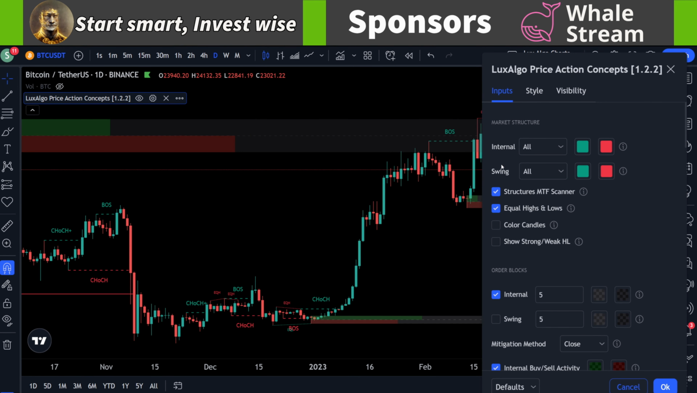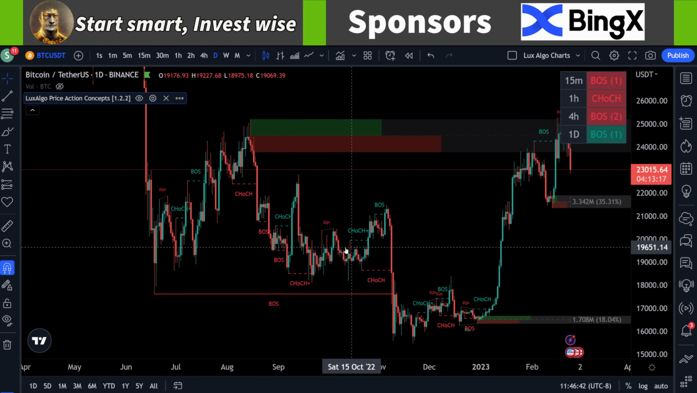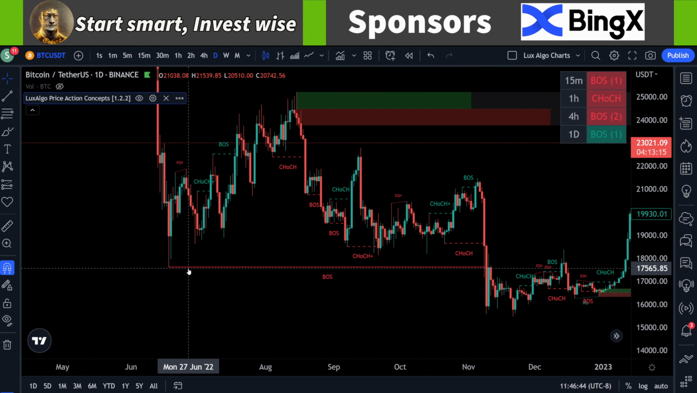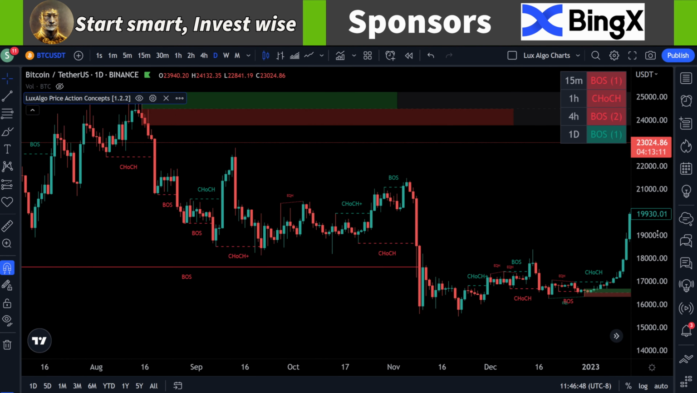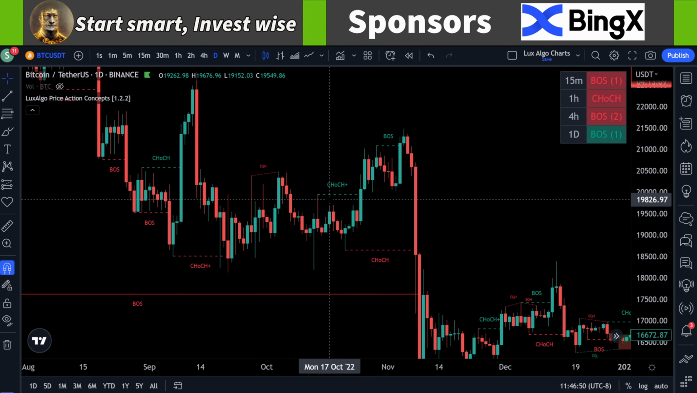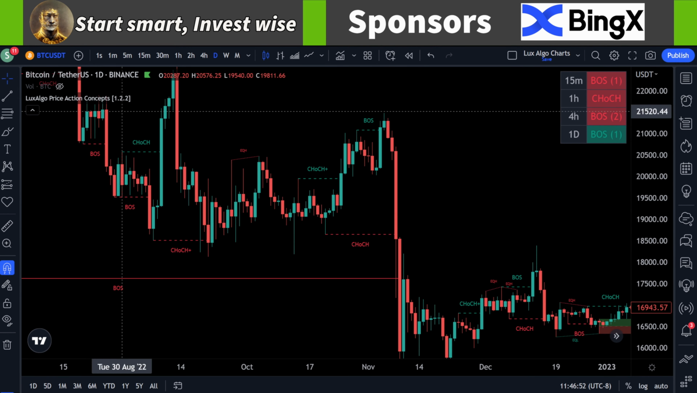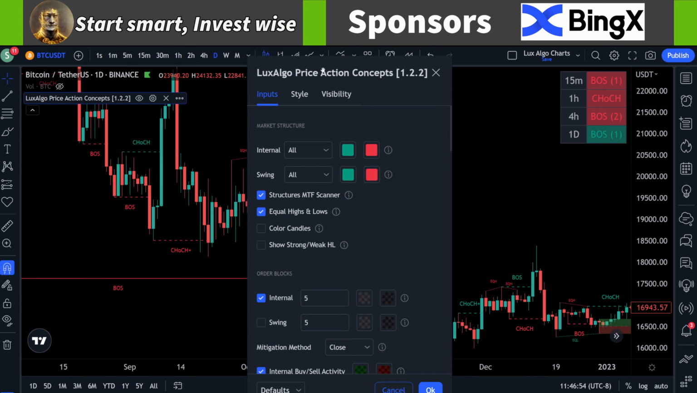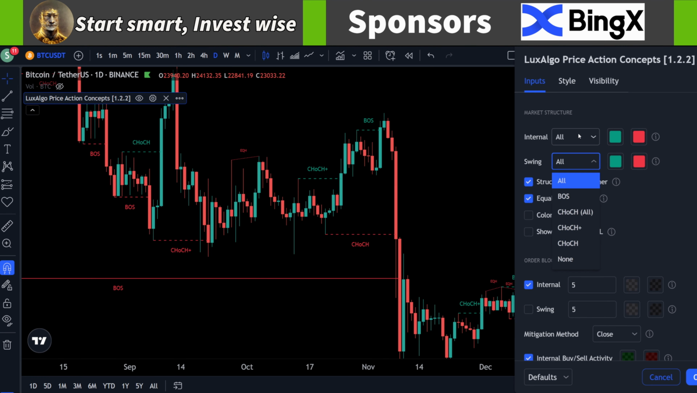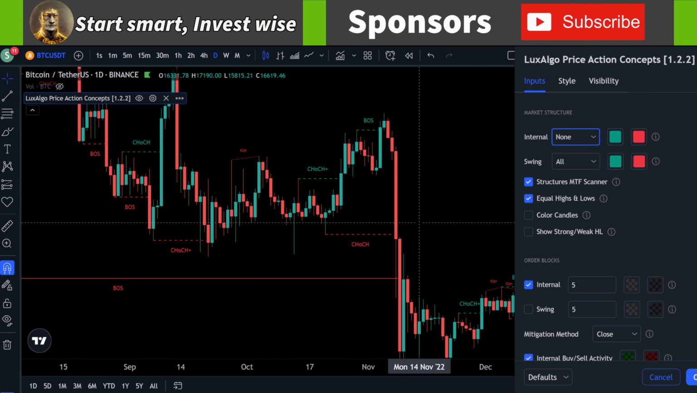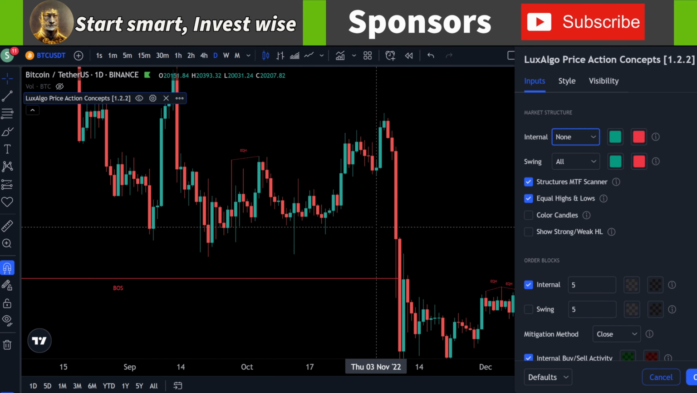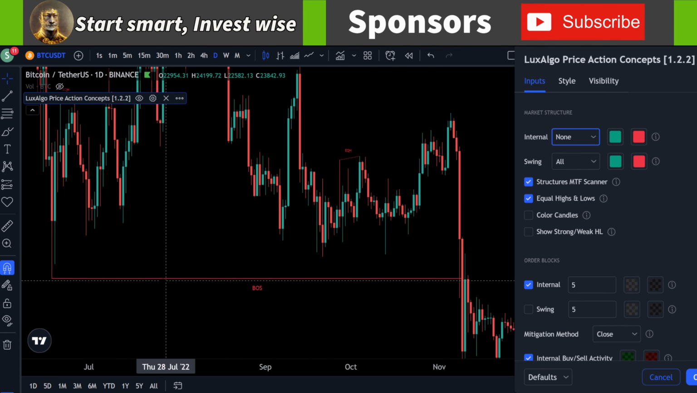So let's say you guys only want to see internal structures, or you only want to see swing market structures. Here's what you're going to be looking at. Swing structures are only these ones that have solid lines. Everything that has a dashed line right here, those are internal structures. So if I were to turn this off and say I want no internal structures, just go to none, you'll see that all of these go off, and all you have left is just the ones that have the solid lines here.